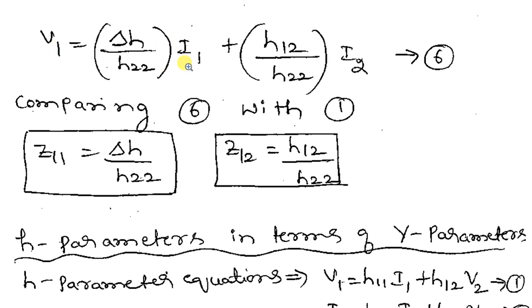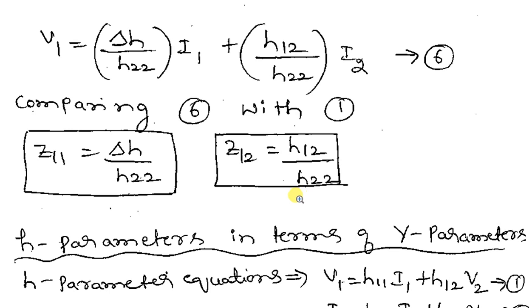Now we have V1 in terms of I1 and I2. All three variables are mapping with equation number 1. V2 was there, we substituted the value of V2, separated the I1 term and made another term, and we got delta H by H22. Now compare equation number 6 with 1. V1 is expressed in terms of I1, I2. So Z11 is delta H by H22, and Z12 is H12 by H22.